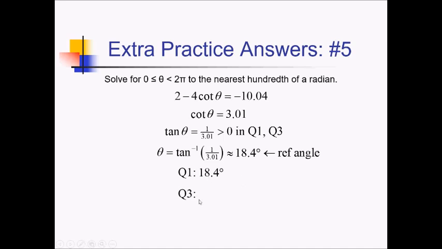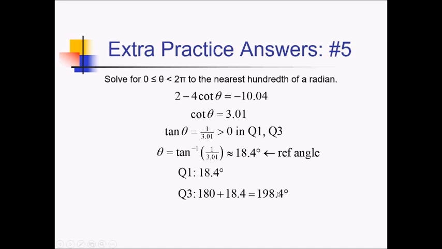Quadrant 3, well, I've got a reference angle of 18.4. That means I'm 18.4 degrees away from the x-axis in quadrant 3, which means I have to go 18.4 past the 180 line to get into quadrant 3. So 180 plus 18.4, which I don't need a calculator for, is 198.4.